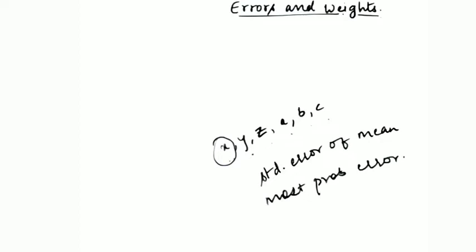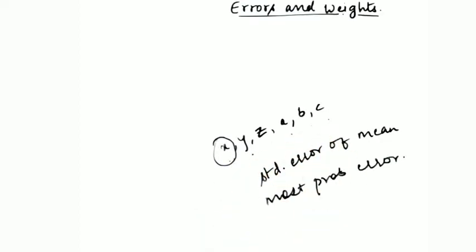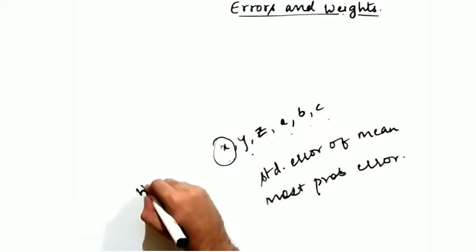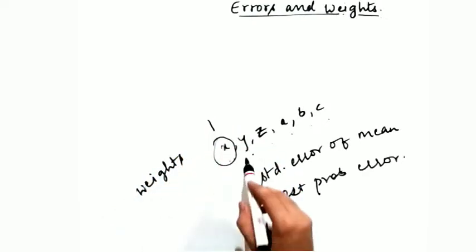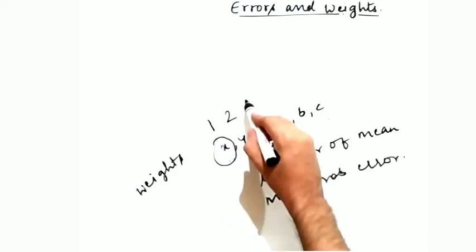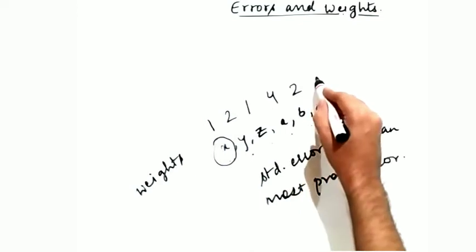He can also give you that these angles have this much importance. Then how is the importance of any dimension indicated? It is indicated with the help of weights. Suppose this observation has a weight of 1, this one has a weight of 2, this one 1, this one 4, this one 2, and this one 5.